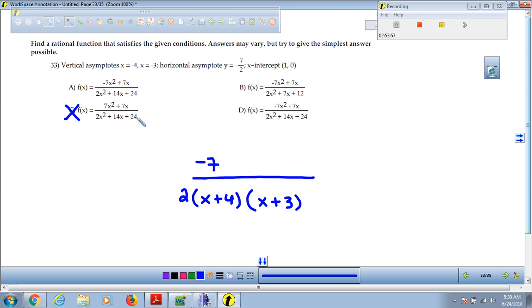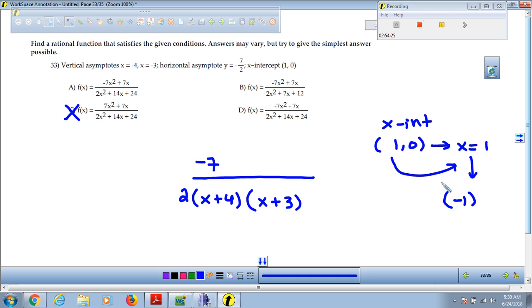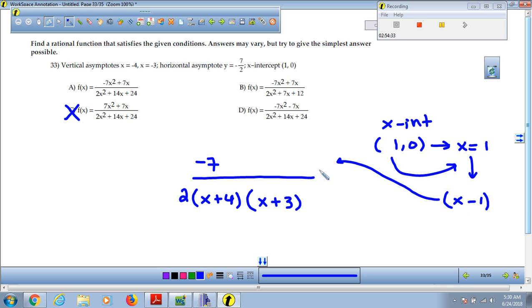The x-intercept says that it's 1, 0. So the x-intercept being 1, 0 means that the x-intercept is x equals 1, right? This value right here. And I already know that, in the format of a factor, it's going to look like that. So I put x minus 1.